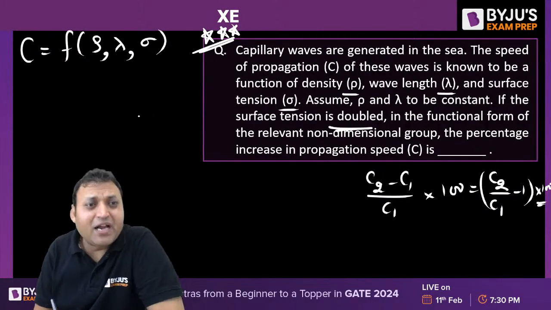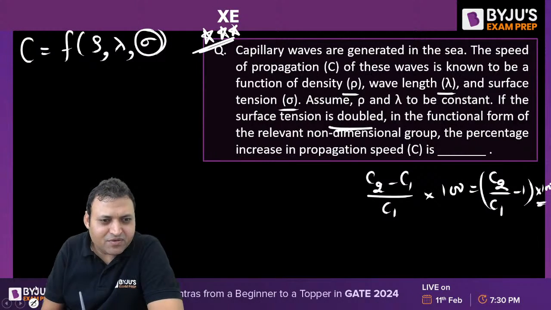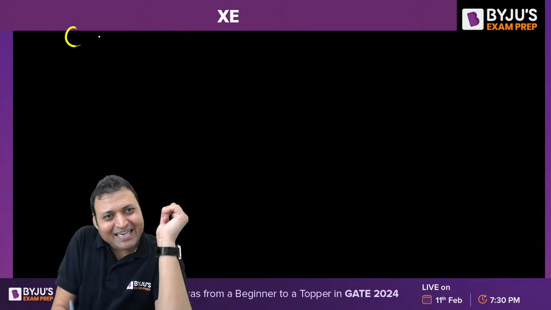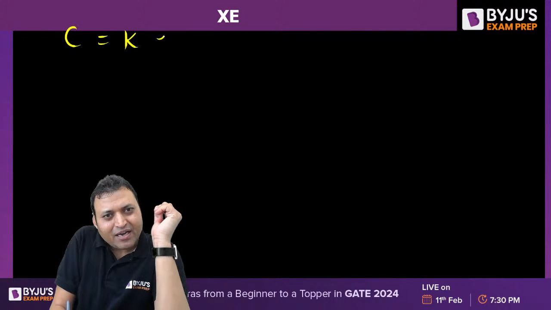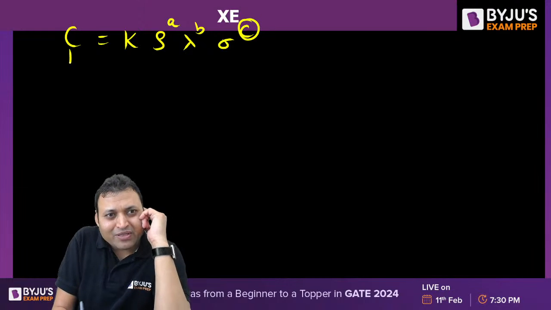So we need to find out how C is related with sigma. That is our objective. Look, how to develop the relationship? We can say C can be written as some constant into rho to the power A, lambda to the power B, and sigma to the power C. We need to find out this value C, isn't it? So this is the speed.